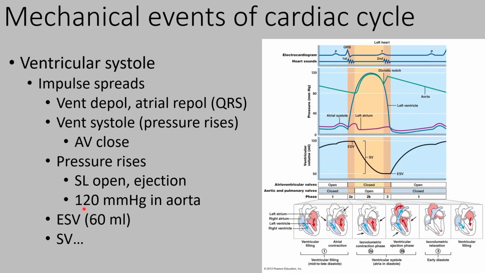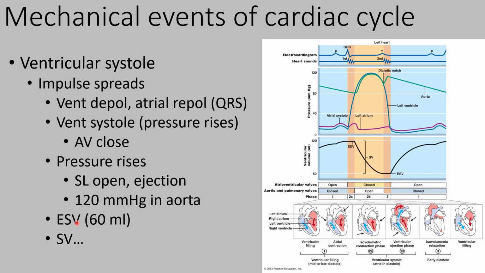The volume of blood that is left in the ventricles after ejection is called the end systolic volume, the ESV. The ESV, the end systolic volume, is the volume of blood left in a ventricle at the end of systole. Another way to think about that, the end systolic volume, is the volume of blood left in a ventricle after blood has been ejected.